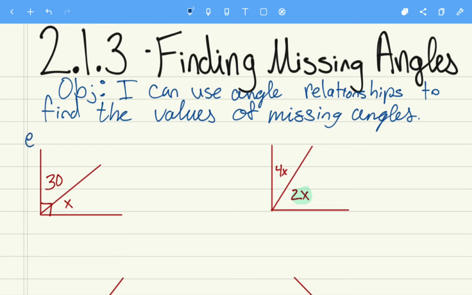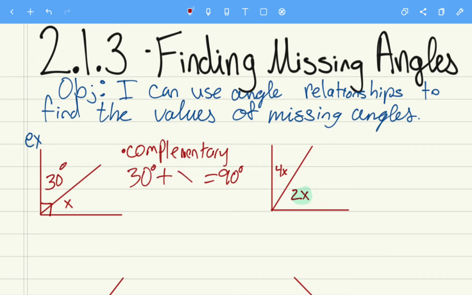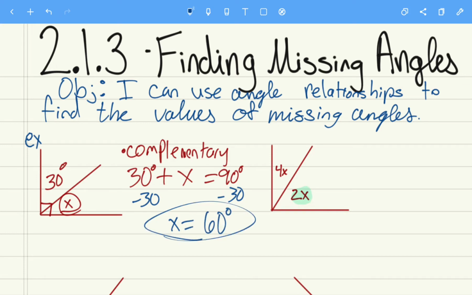So first one here, we have what looks to be a set of complementary angles, which we can say equal 90 degrees. We know this one is 30 degrees, and we don't know what the other one is. So let's go ahead and solve for x. Well, to get the x alone, we got to subtract 30 from both sides. That gives us x equals 60 degrees. And we are done there. And that's all you got to do for that one.